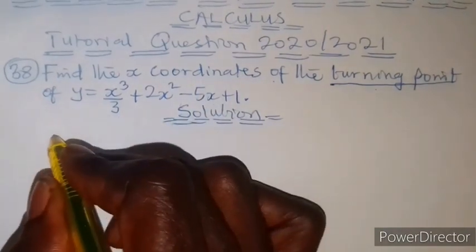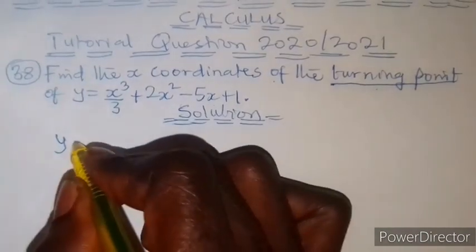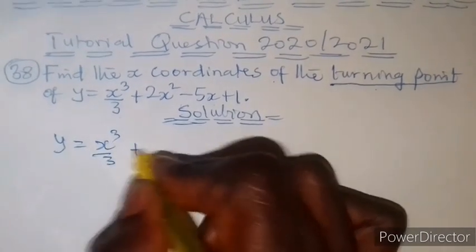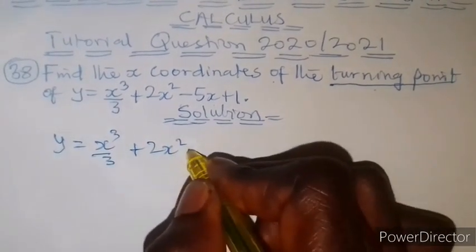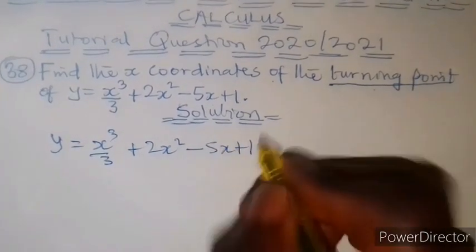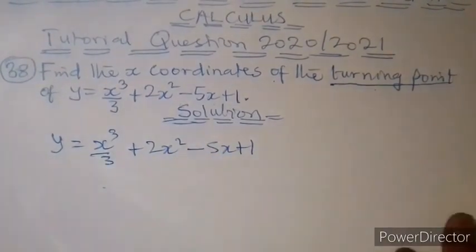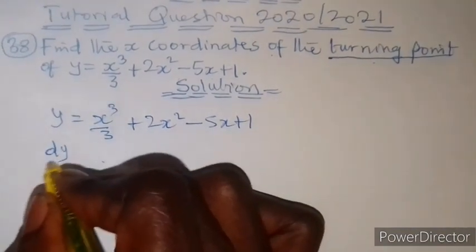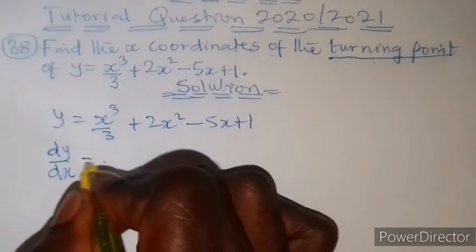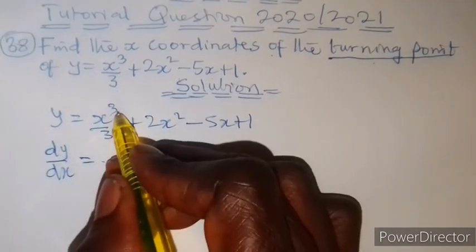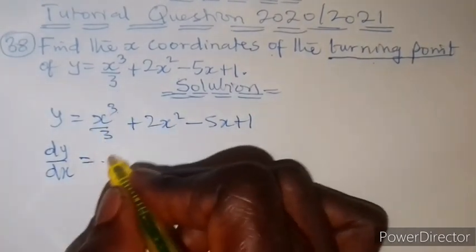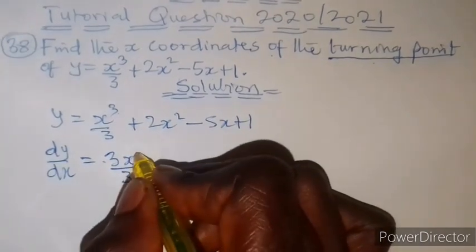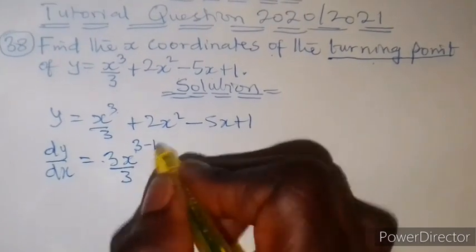So let's write out the function again. We have y equals x cubed upon 3, then plus 2x squared, then minus 5x plus 1. So we need to differentiate this. Now, in differentiating, on the left side we can write it as dy/dx equals. Now, to differentiate, we use 3 to multiply everything here. It will become 3x upon 3. Then come to the power, we say 3 minus 1.